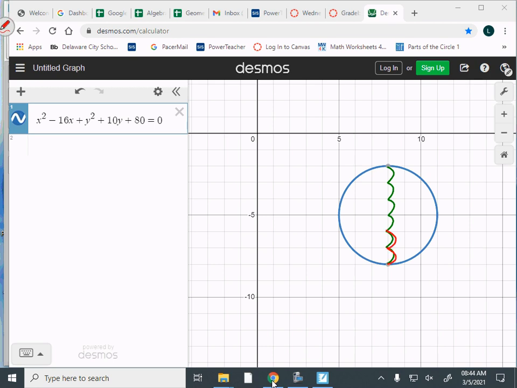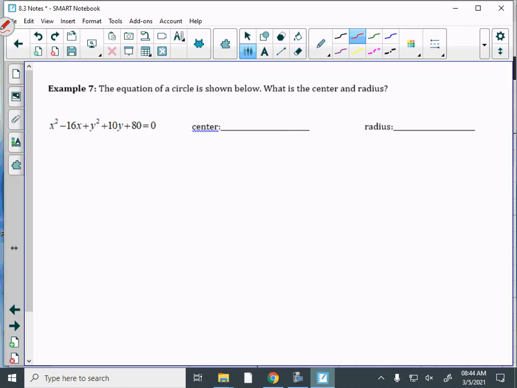3. There's our radius. Our radius is 3. It also tells us what our center is. What are the coordinates of our center? Negative, or what is it? -5 is the y value. What's the x value? I don't know. 8. -5. 8. So our center is 8, -5, and our radius was 3.